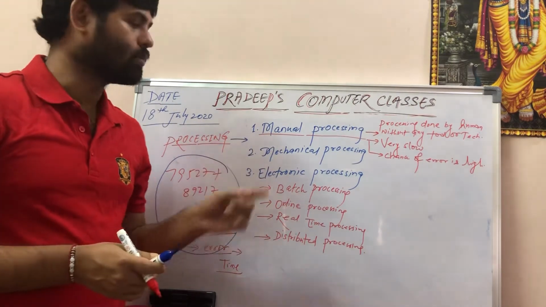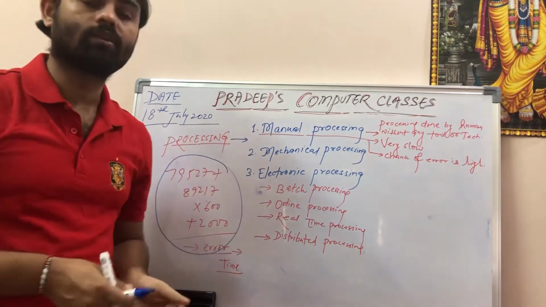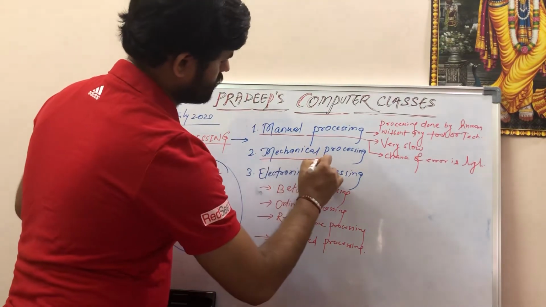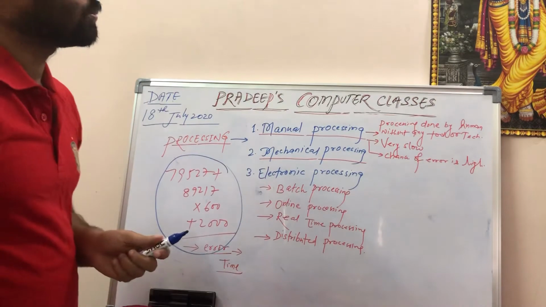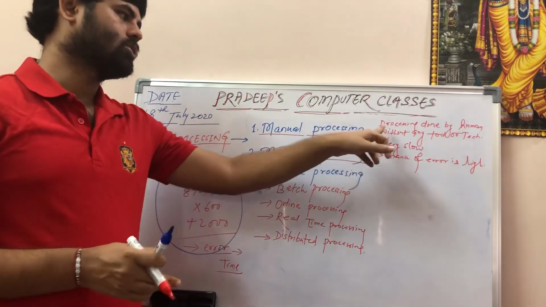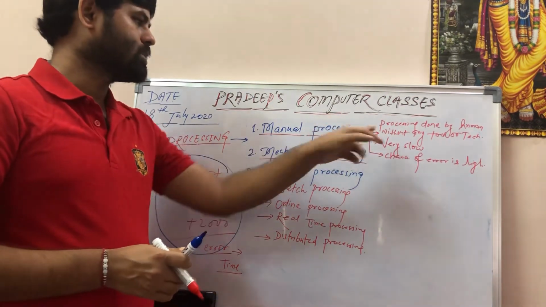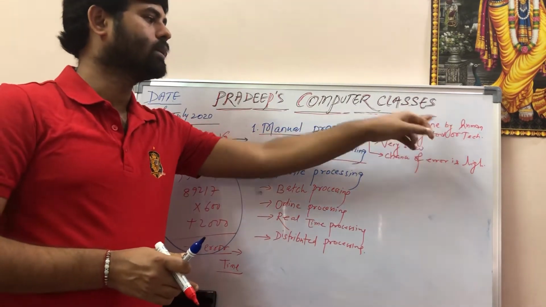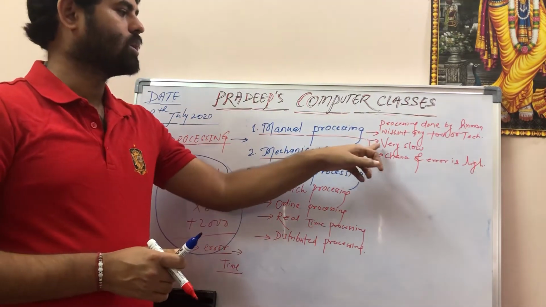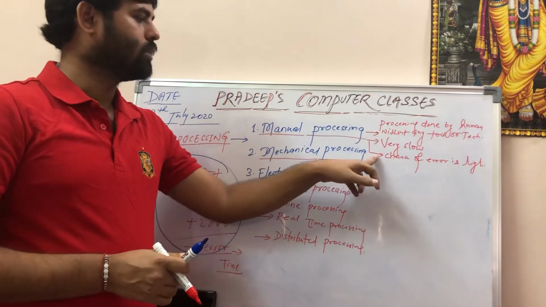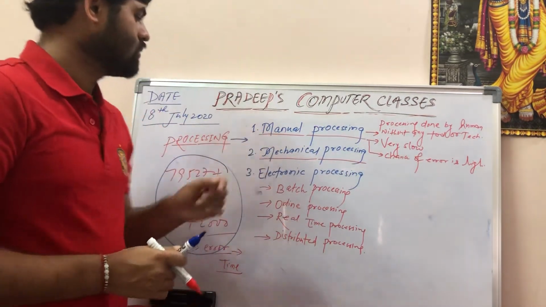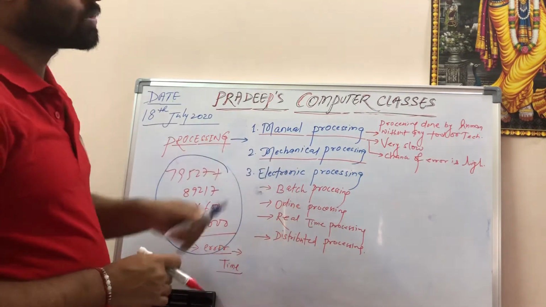So we have to move from manual processing to a different processing. The next processing is mechanical processing. You can write it down if you want. Manual processing means processing done by human without any tool or technology. Second point, it is very slow. Third point, the chance of error is very high when we are doing manual processing. So next we are coming to mechanical processing.